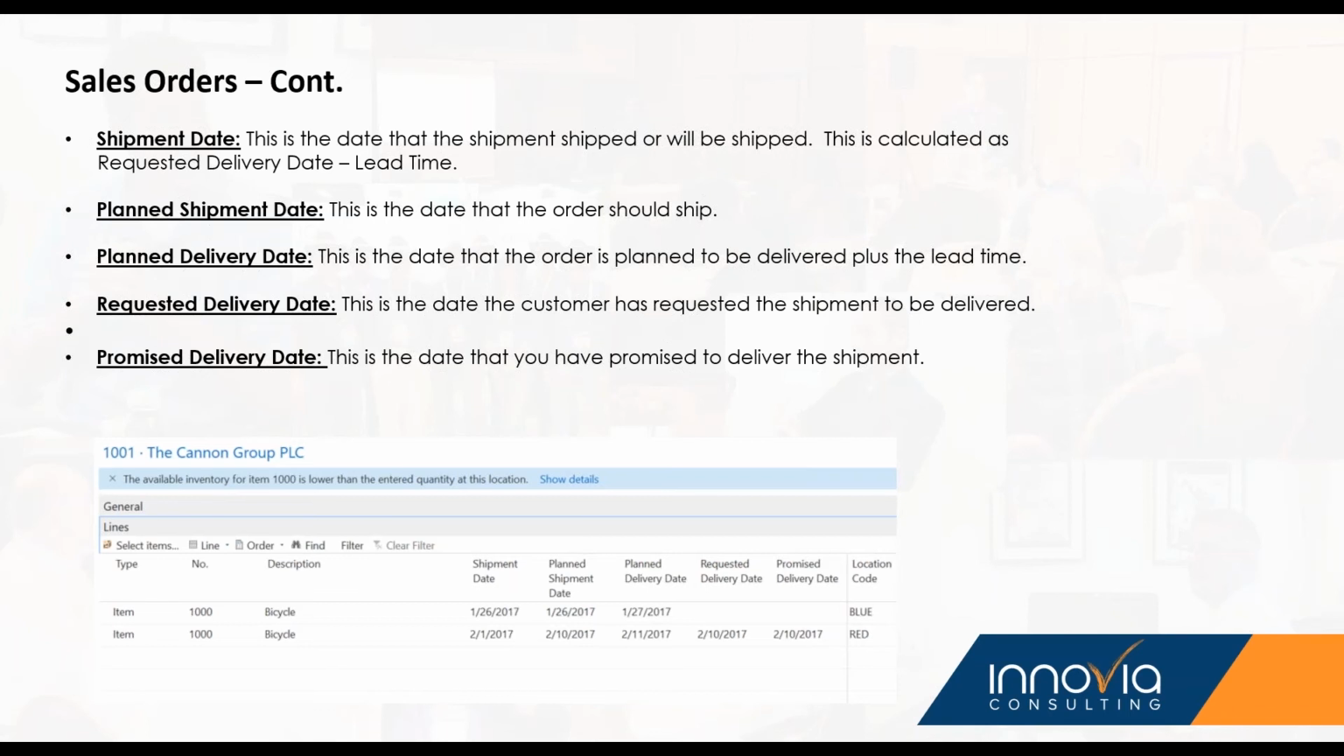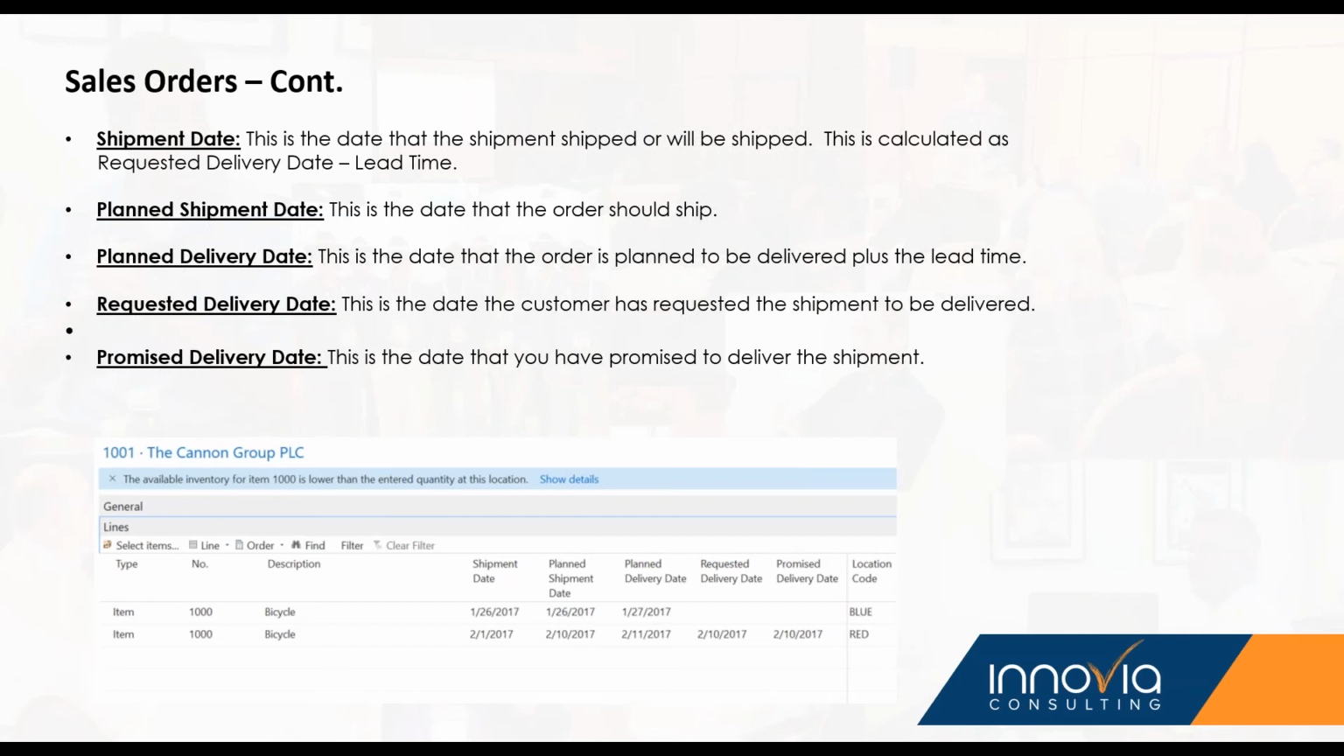So if a customer requests that I deliver this on a specific date of Friday, but I know that I have a lead time of 5 days, a transit time of 5 days, I may have to ship it on Monday. I may need to even ship it the Friday before. Very dependent on the service and where it's going. Planned shipment date. This is the date that the order should be shipping. So this is the date that you would want it shipped.